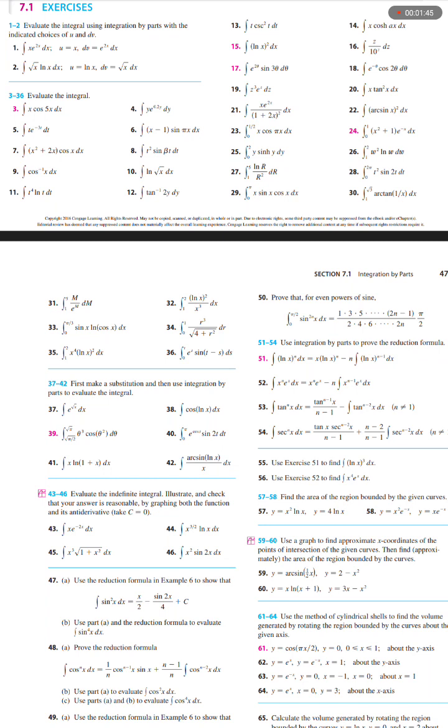The integral of t squared sine beta t dt. The integral of the inverse cosine x dx. The integral of the natural log of the square root of x dx. The integral of t to the fourth power times the natural log of t dt. The integral of the inverse tangent 2y dy.